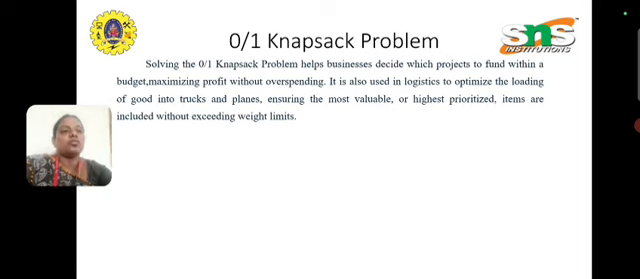It is also used in logistics to optimize the loading of goods into trucks and planes, ensuring the most valuable or highest prioritized items are included without exceeding weight limits.